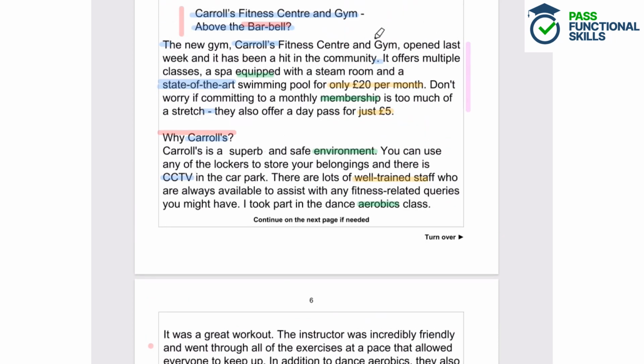So we have different paragraphs in this answer serving different purposes. We've got the first paragraph explaining what the article will be about and talking about some positives, including the prices here.